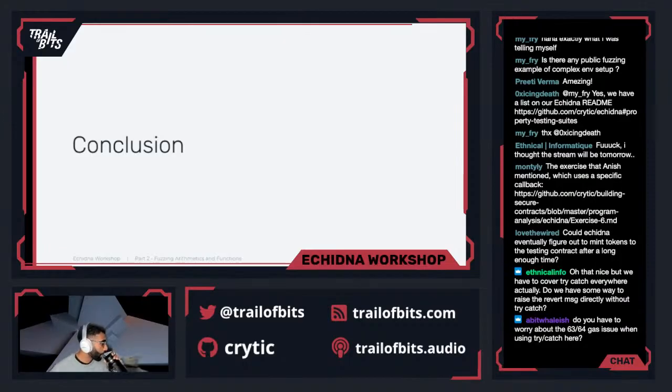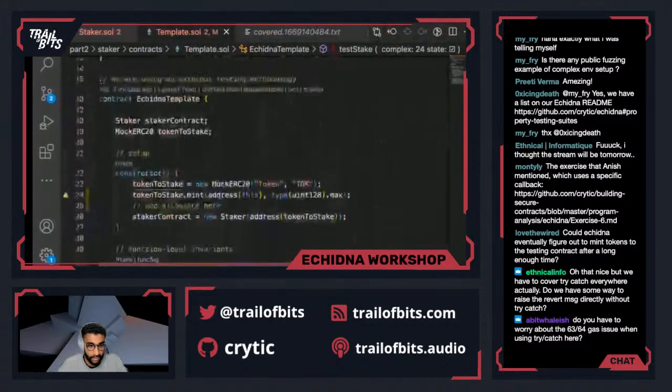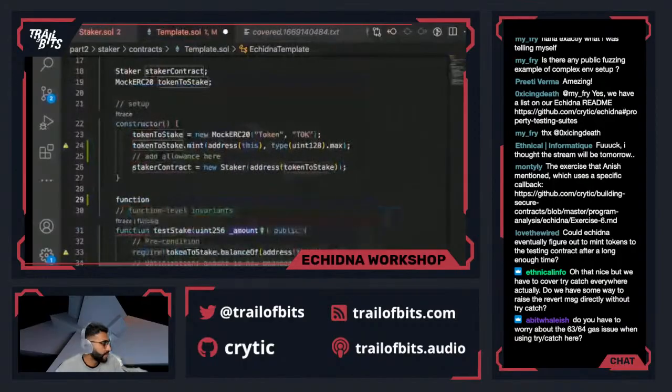Great question. So I explicitly made Echidna mint tokens. We could do this as well. I'm not going to run it, but I could also have this function. So sorry, the question is, I didn't say the question. Could Echidna eventually figure out to mint tokens to the testing contract after a long enough time?